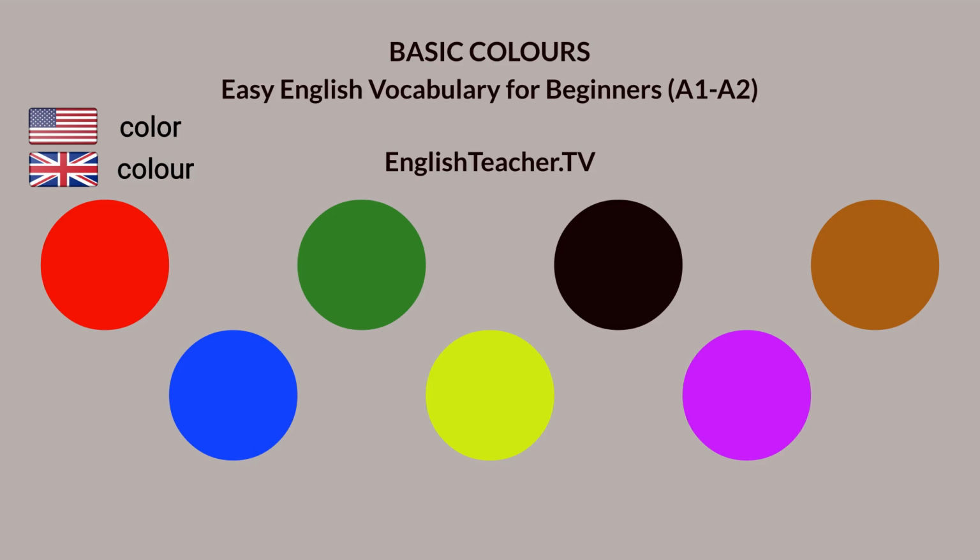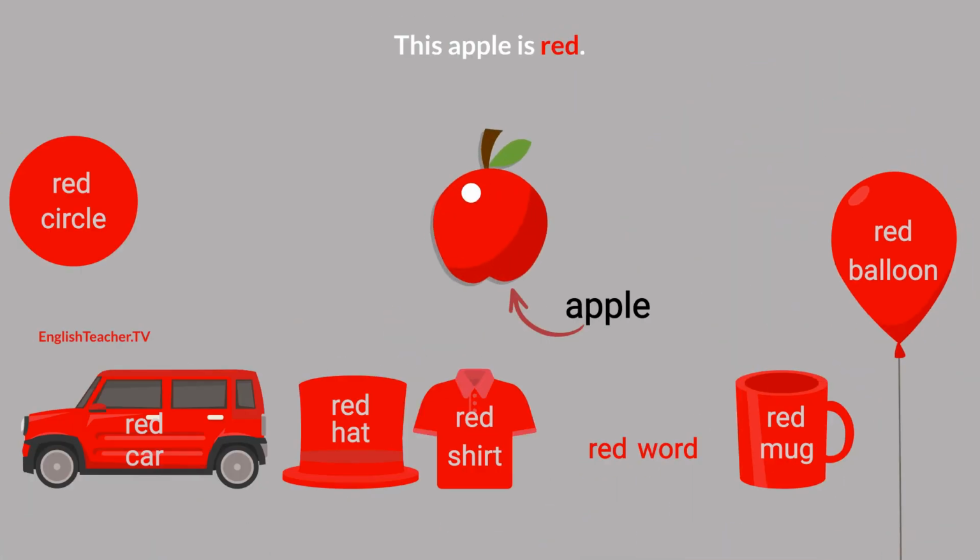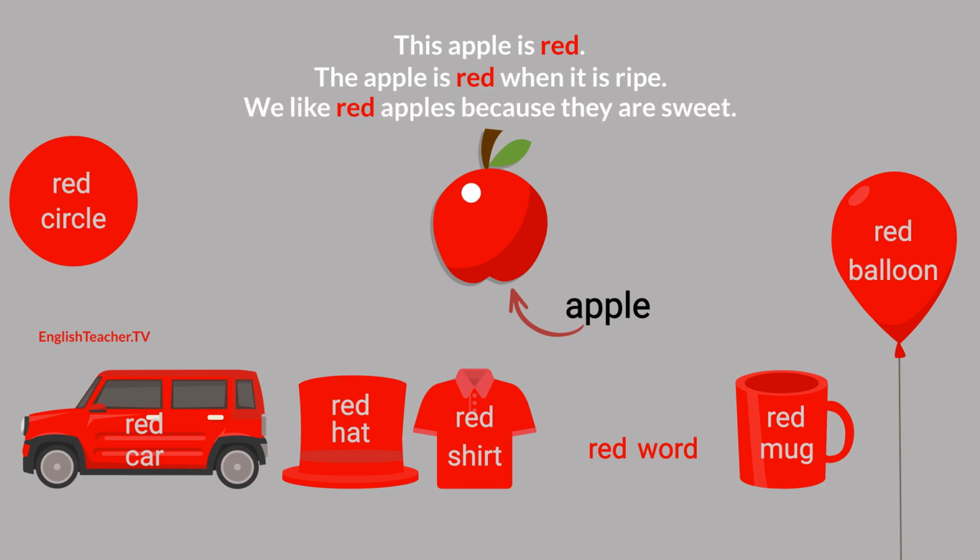Basic colors. Easy English vocabulary for beginners. Red. This apple is red. The apple is red when it is ripe. We like red apples because they are sweet.